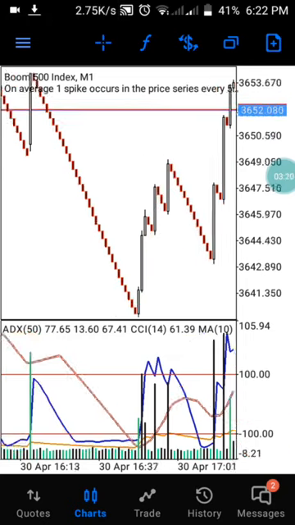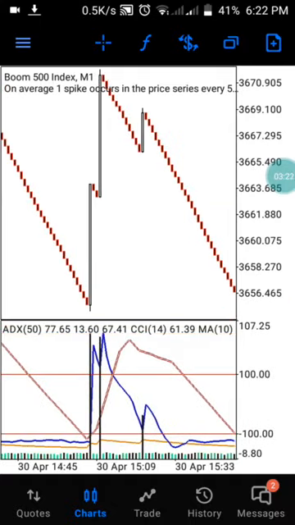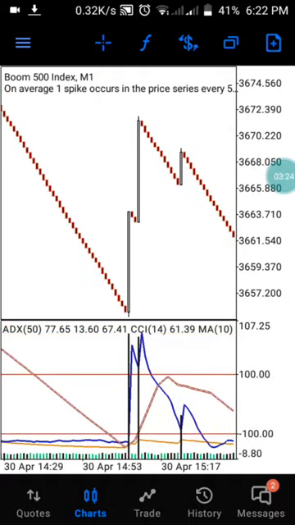So let me show you another sample of what I mean. It will respect it a lot. Anytime the three indicators went below the negative level, there is always a spike. There must be a spike.